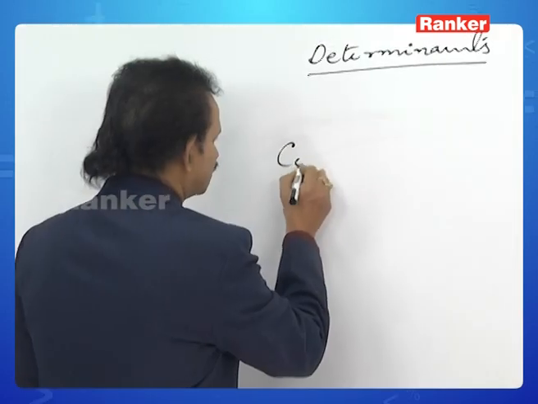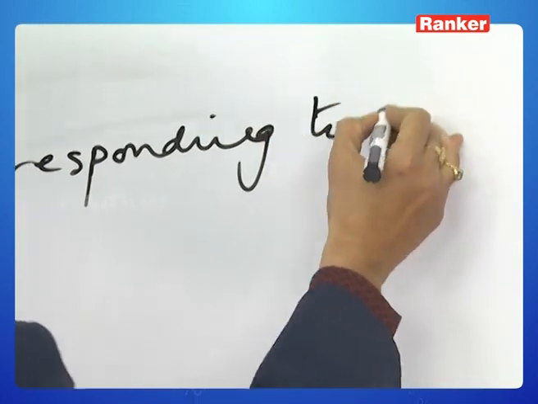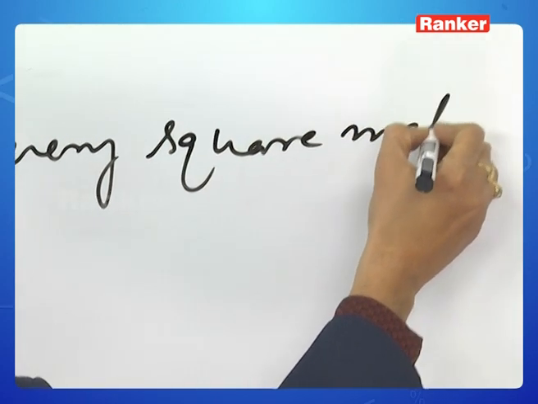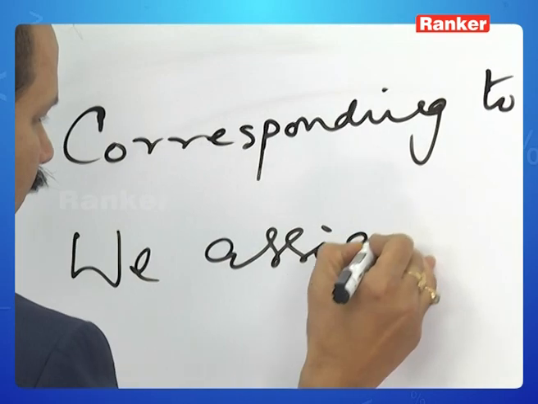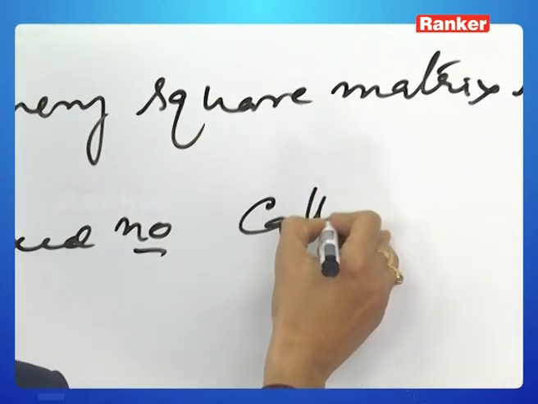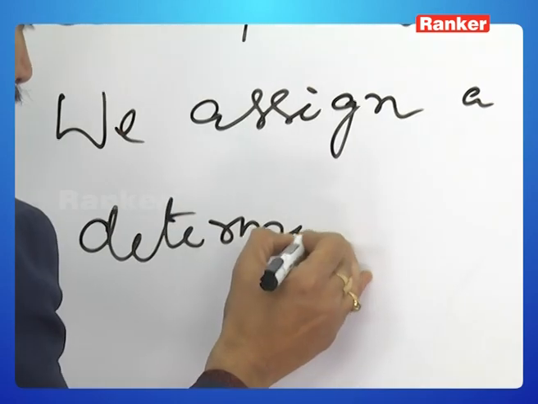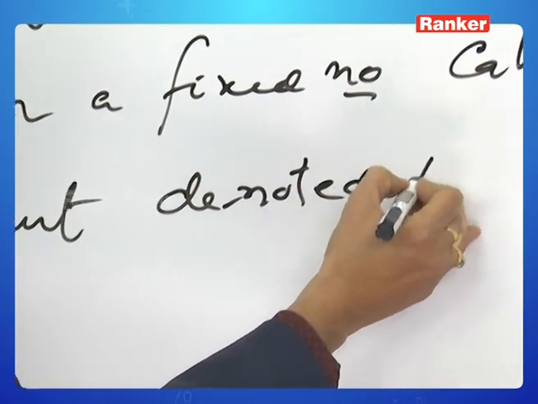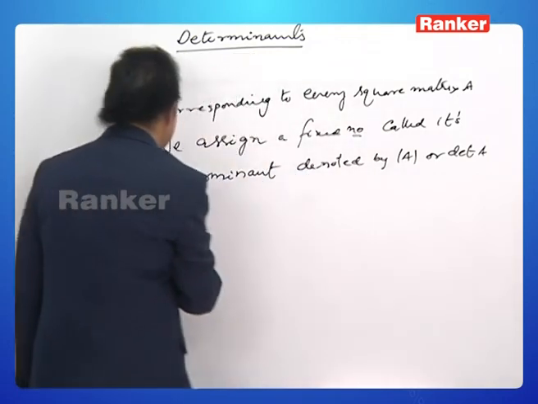Therefore, corresponding to every square matrix A, we assign a fixed number called its determinant, denoted by det A, as follows.